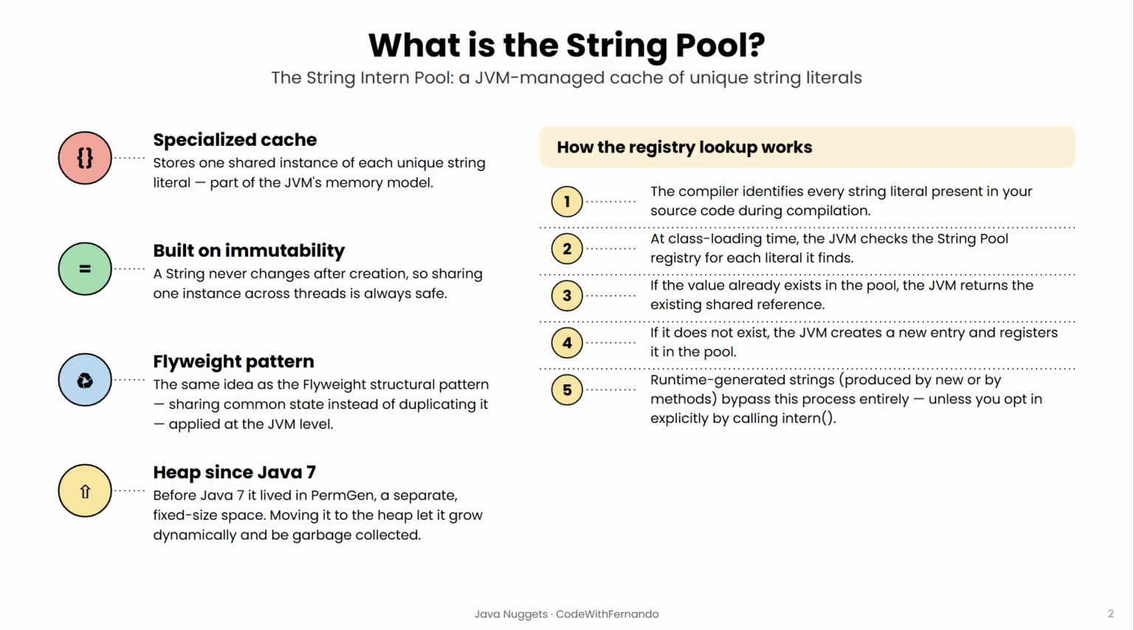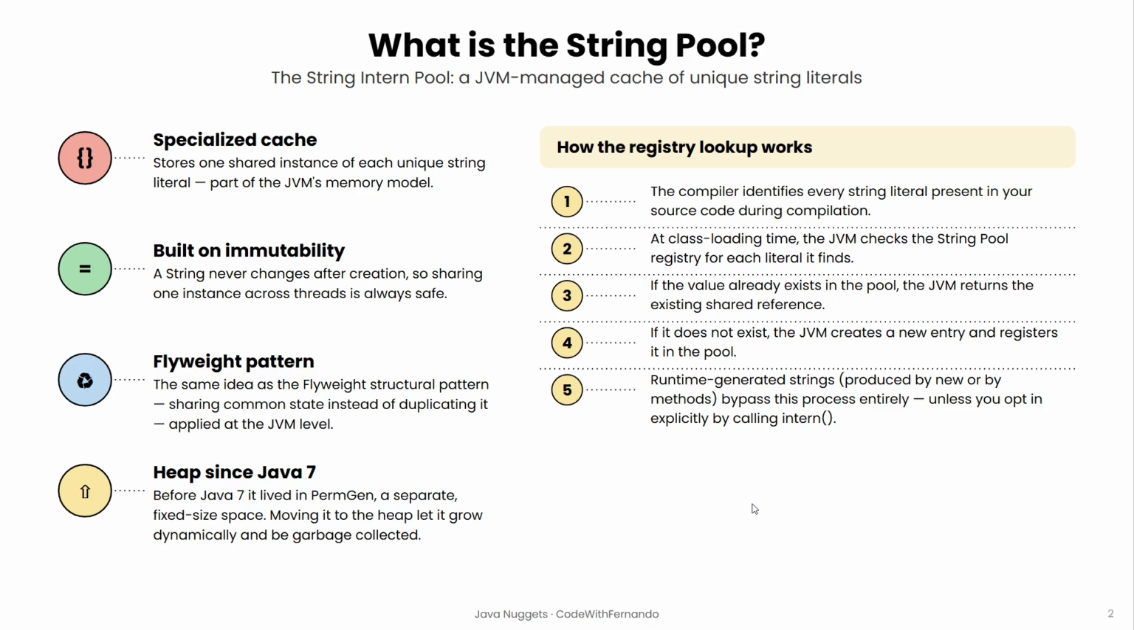First, the compiler identifies every string literal present in our source code during compilation. Second, at class loading time, the JVM checks the string pool registry for each literal it finds. Third, if the value exists in the pool, the JVM returns the existing shared reference. Fourth, if it does not exist, the JVM creates a new entry and registers it in the pool.